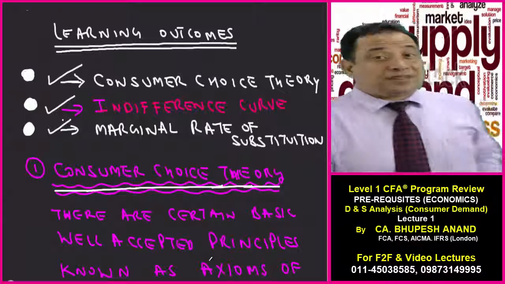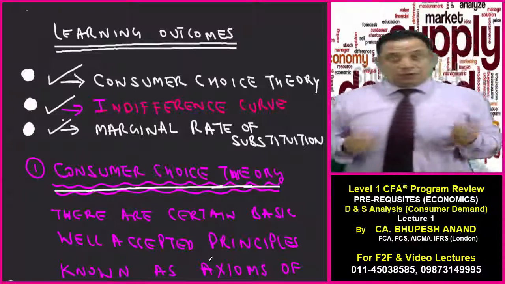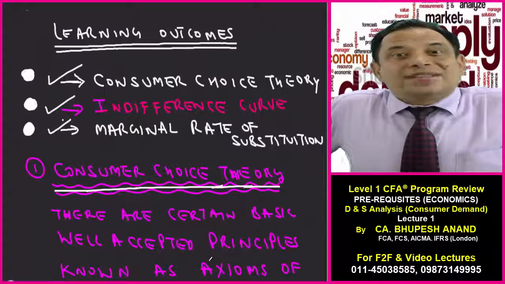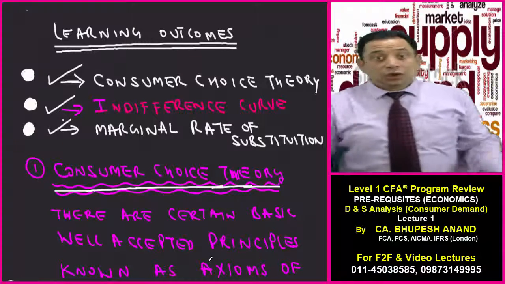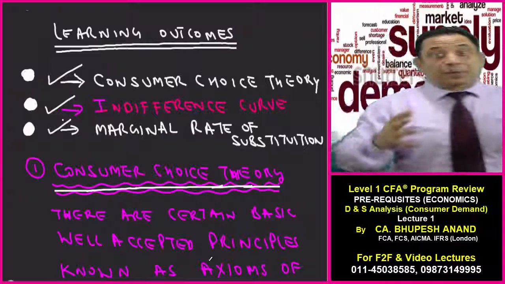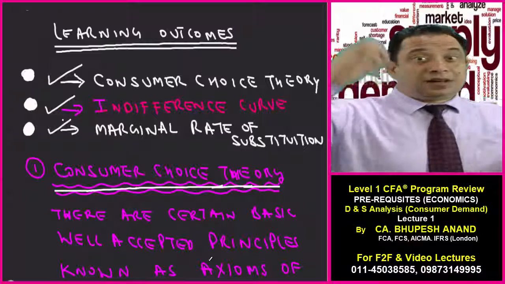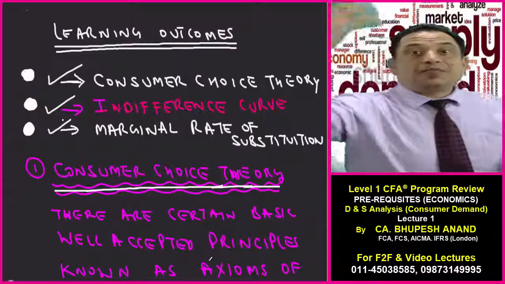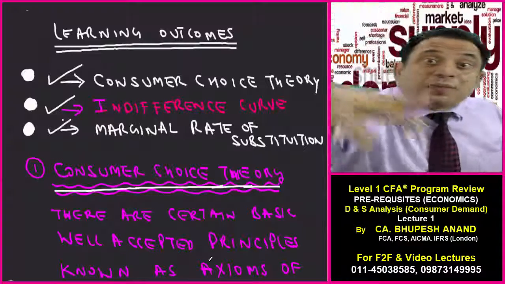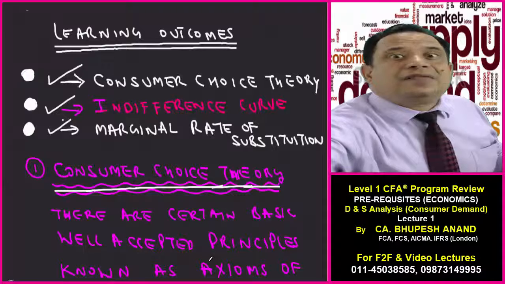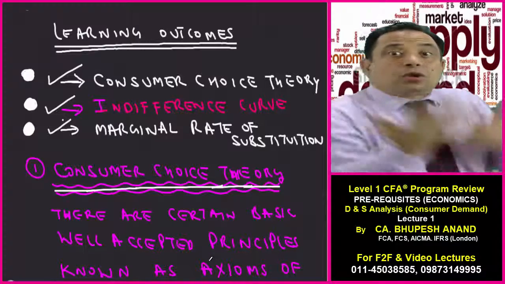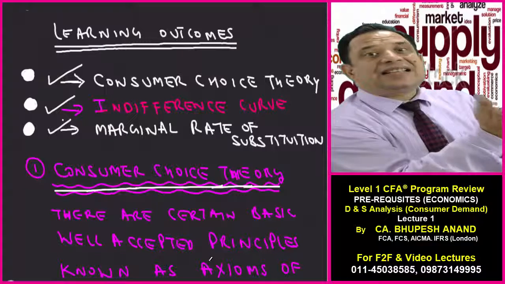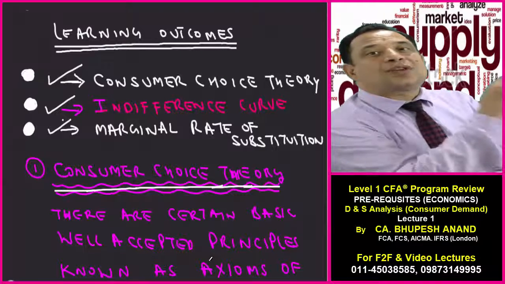The first point which I want to tell you is in regard to consumer choice theory. The demand curve which we have prepared, that is a negative slope demand curve, is prepared on the basis of some assumptions, some principles. If those principles exist, then only will the demand curve be there. What are the principles behind that? That is named consumer choice theory.